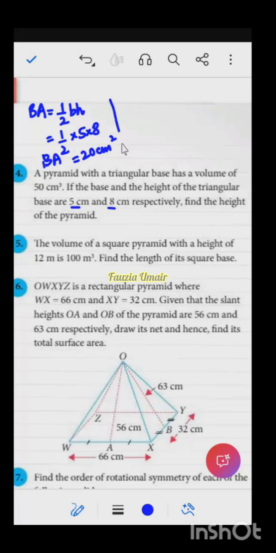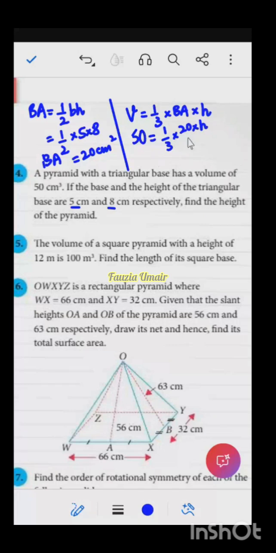So now we need to use the formula of volume. Volume is 1 by 3 multiplied by base area multiplied by height of that pyramid, the perpendicular height. Okay. This time we have to calculate height. We don't have to calculate volume, we have to calculate height. So we will put the values. Okay, 1 by 3 into 20 multiplied by h. So now you need to rearrange the equation. So this h will stay here.